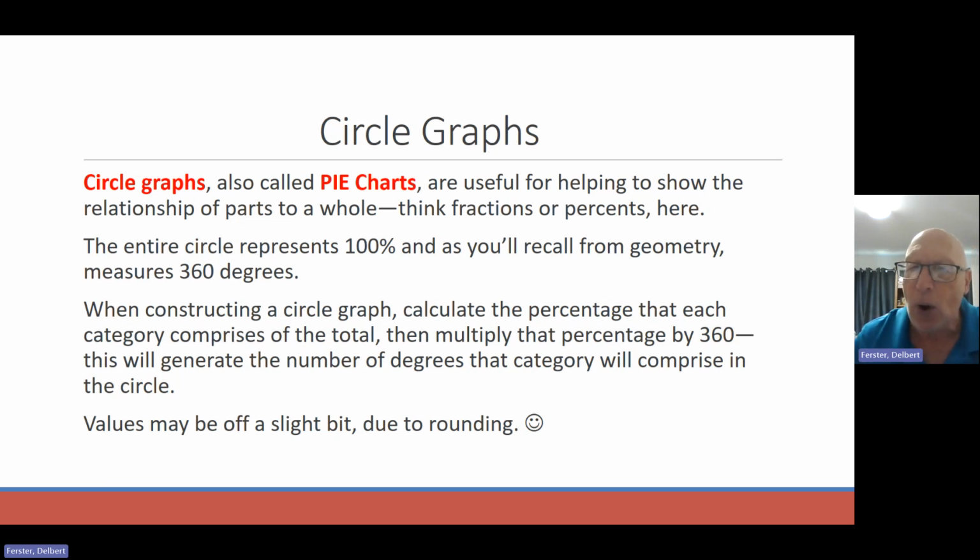So if you're going to create one old school, you need to recognize that all the way around is 360 degrees. So you would take your percentage. Suppose I had something that was 40% of my data stack, and I would multiply 40% by 360, and that would tell me how many degrees worth that should be in my circle. The good news is Excel does this pretty swell, and we'll have a couple examples here.